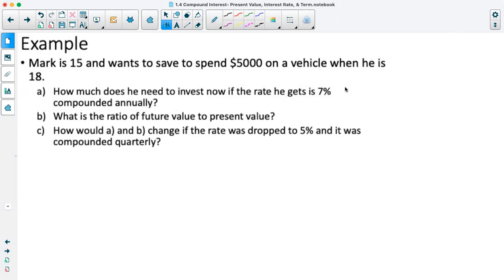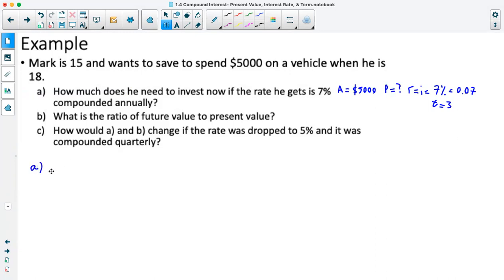Okay, so for this first one, we know our amount we want at the end is 5,000. We're solving for a principal. We're given our interest rate, which is sometimes also written as I, is 7%, which is 0.07. And our time is going to be 3 years, because he's 15 now and wants it when he's 18.